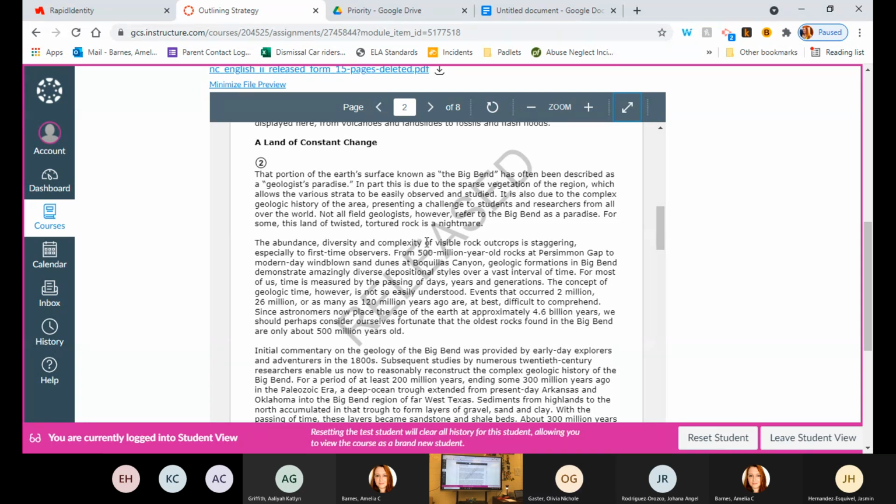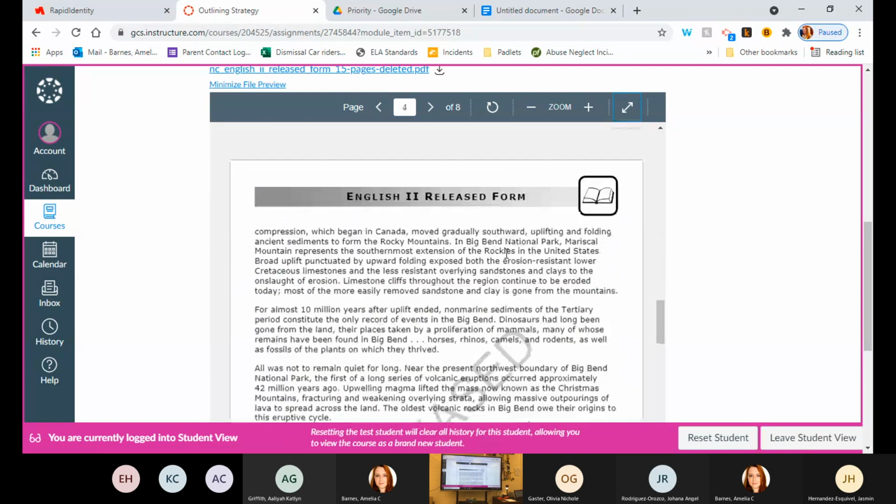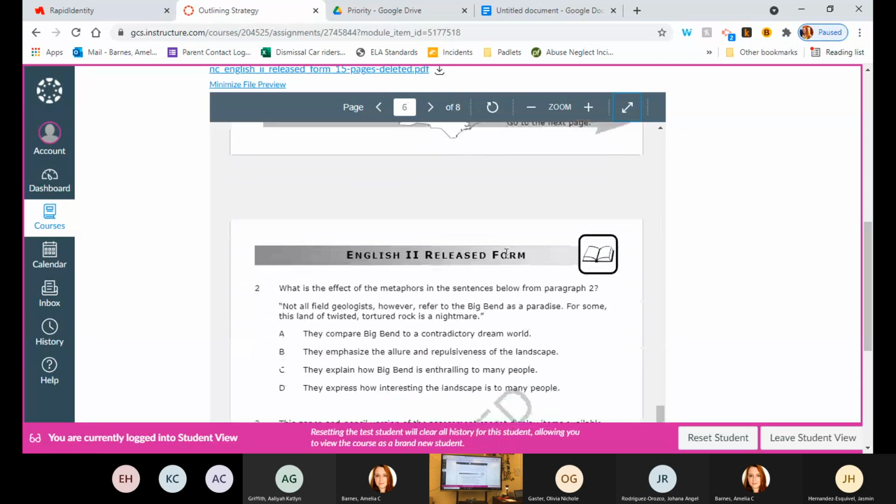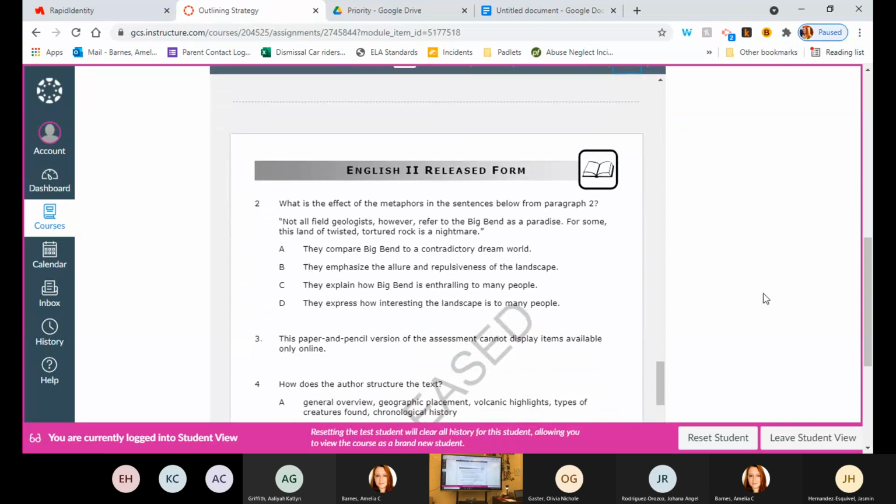So the abundance, diversity, and complexity of visible rock outcrops is staggering, especially to first-time observers. From 500 million-year-old rocks at Persimmon Gap to modern-day wind-blown sand dunes at Boquillas Canyon, geologic formations in Big Bend demonstrate amazingly diverse depositional styles over a vast interval of time. Okay, so now let's look at question 2. It asks what the effect of the metaphor is.